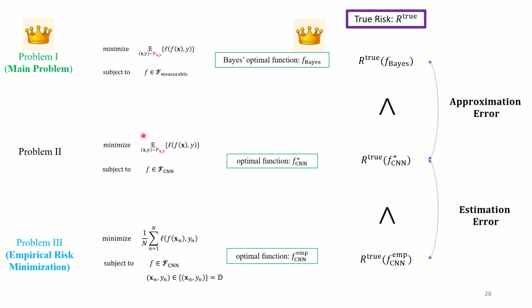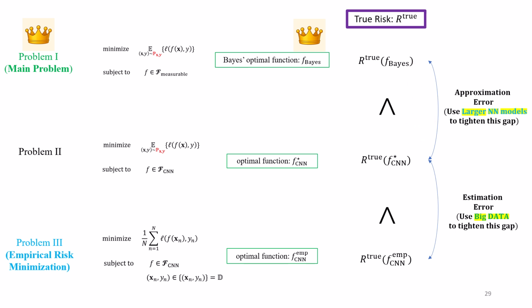So this page briefly summarizes what we discussed. The main problem is to minimize the true risk over all measurable functions. But since the set of all measurable functions is too large, we will settle with a particular set of functions of our choice, which, for the sake of simplicity, we might call a particular CNN set, or a particular CNN architecture. And by using the sample mean instead of the true mean, we arrive at the ERM. And the gap here is usually called estimation error. The gap here is called approximation error.